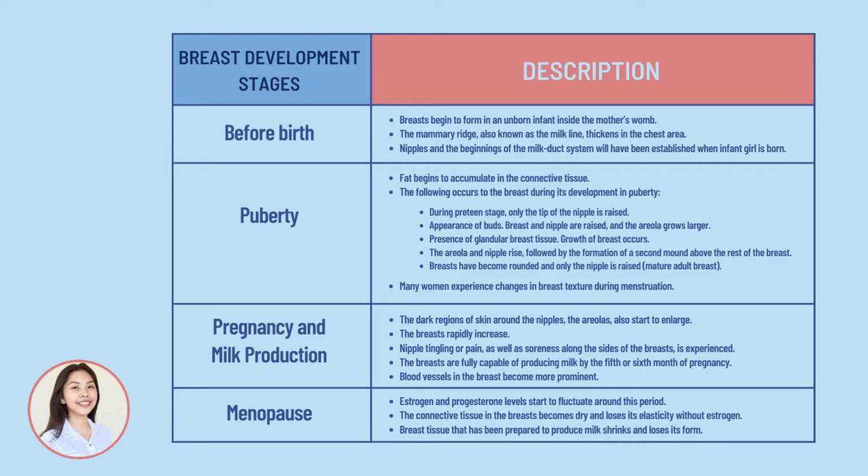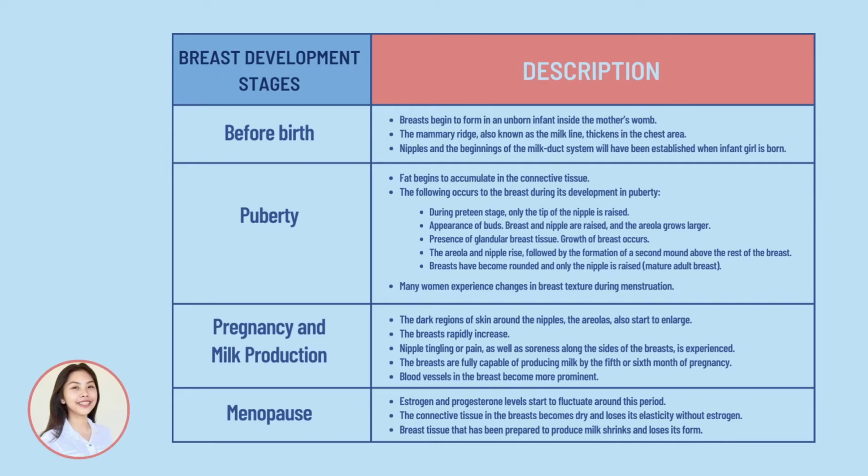During the preteen stage, only the tip of the nipple is raised. The appearance of buds also happens. Breast and nipples are raised, and the areola grows larger. The presence of granular breast tissue also occurs. The growth of the breast occurs as well. The areola and nipple rise, followed by the formation of a second mound above the rest of the breast. Breasts have become rounded and only the nipple is raised in a mature adult breast.